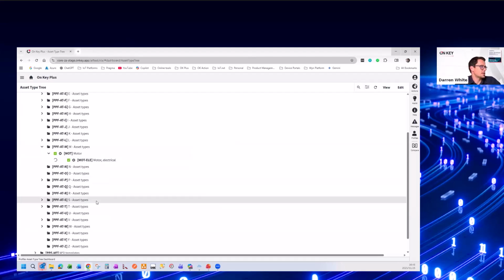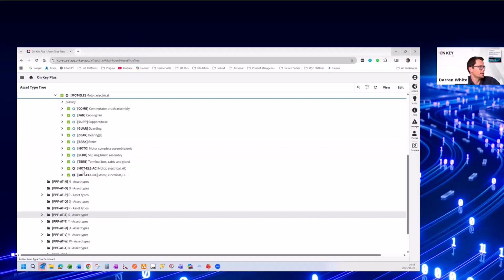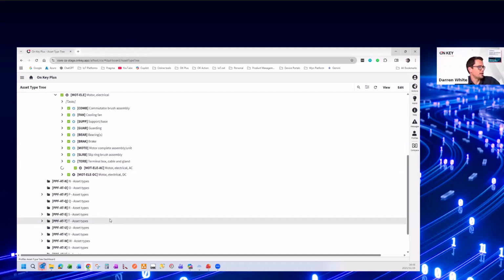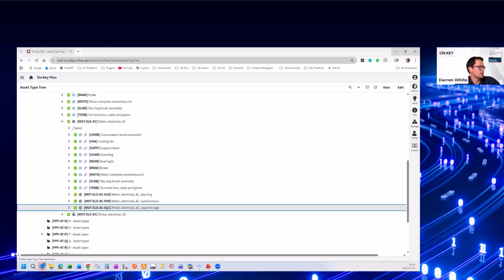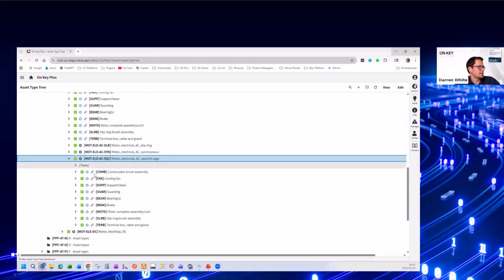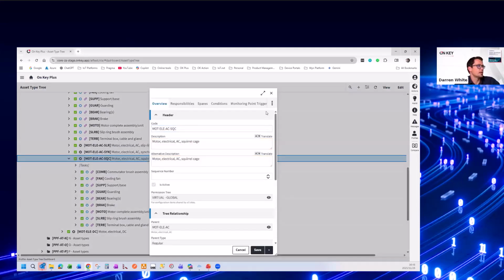Okay, and you can expand on this. So there are common components that can be inherited by any one of these children over here. And I want to navigate to the squirrel cage motor. So there's the squirrel cage motor. And if I expand that, you'll notice that here are its components that were inherited from above, and then also the specific maintenance task for that squirrel cage motor. But let's just open up this asset.